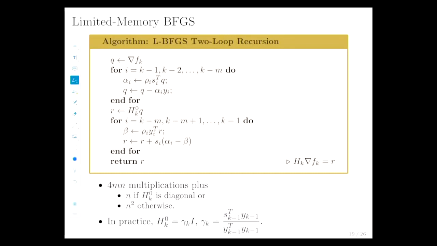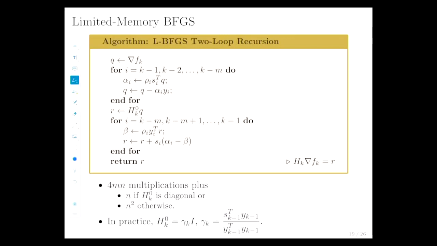The total complexity is 4 times m times n. M is how many pairs we stored. N is the dimension. Plus these many iterations. If we start from a diagonal initial condition, we need to do n multiplications there. If we use a dense estimation, we use n squared. Okay? So this is the computation complexity of running this whole loop.